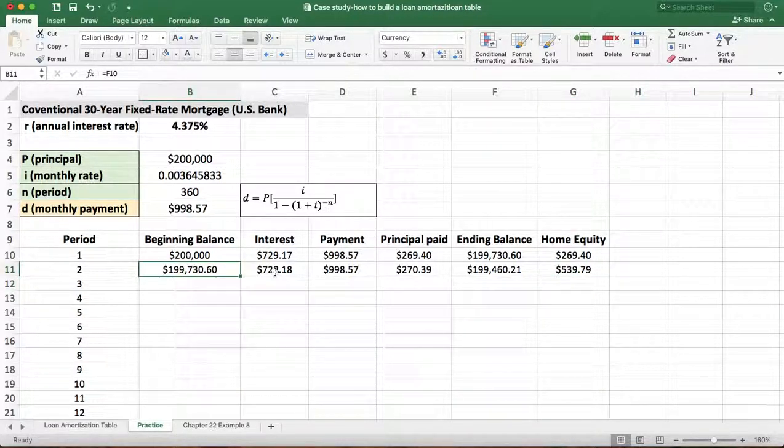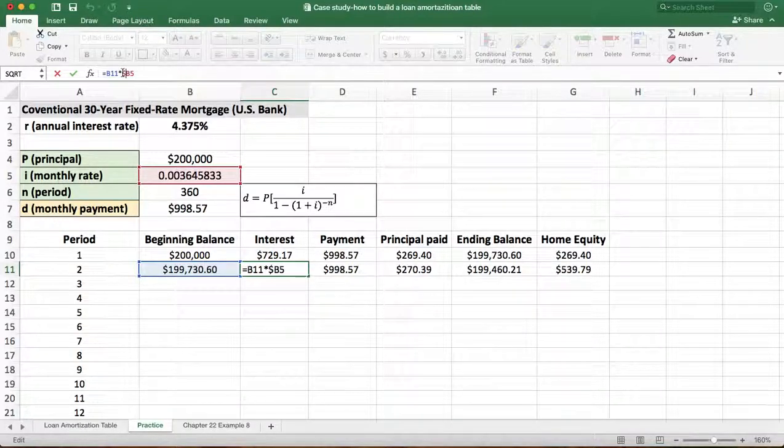Because here there is some argument or variable. We need to lock it or keep it constant. Don't change over the different periods. So for example, the interest always equals the beginning balance times the monthly interest rate.